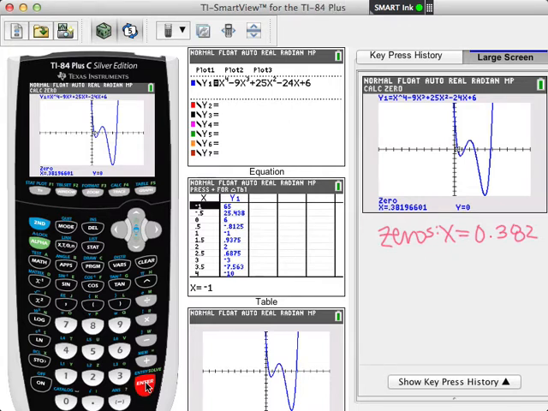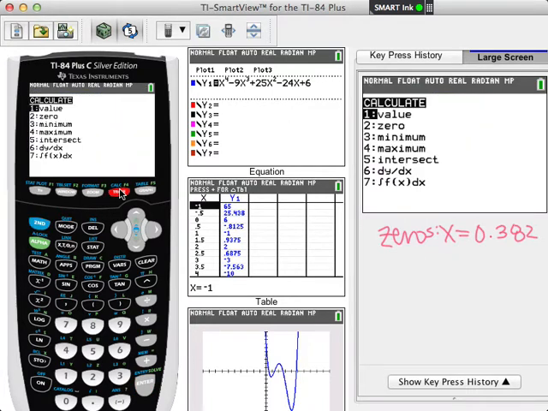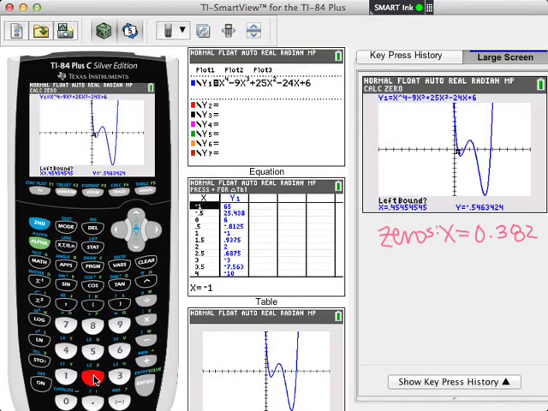Let's go ahead and find the next one. So once again, second, calc, zero, so there we are. Now I'm left here, now to the right. Got to get above that x-axis, hit enter, enter. And my next zero is 1.268.